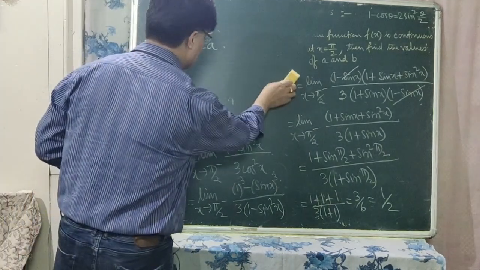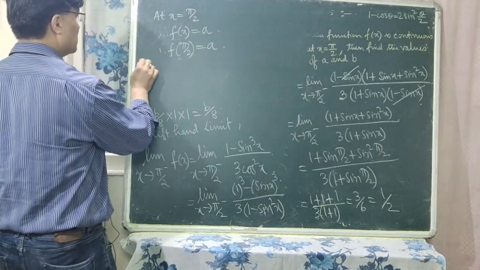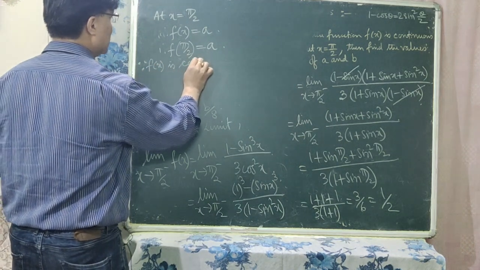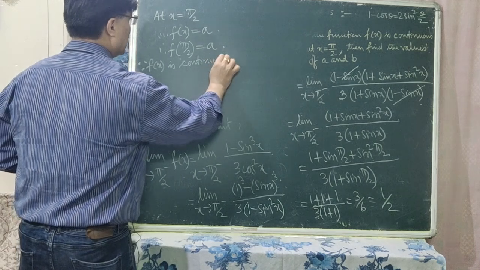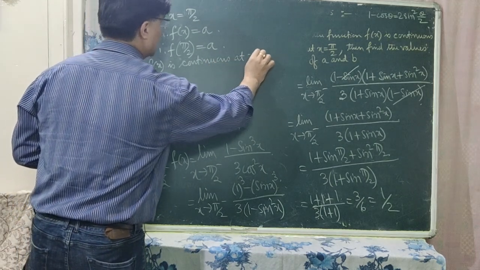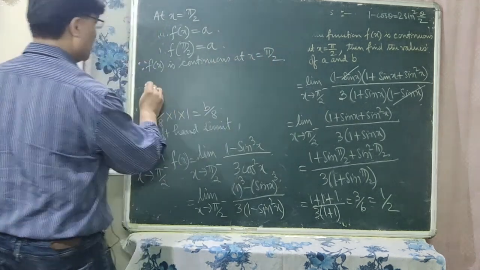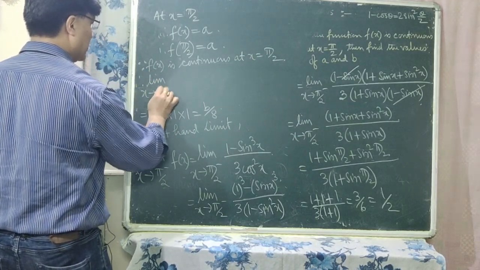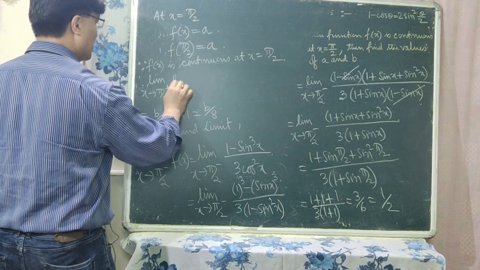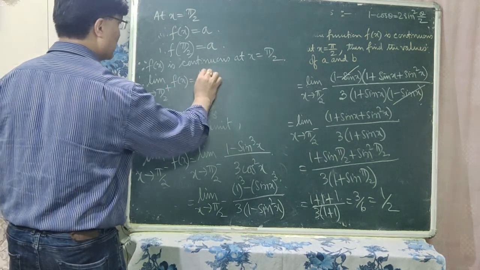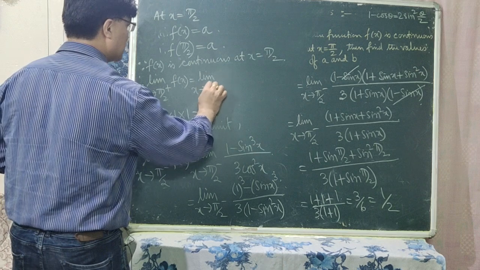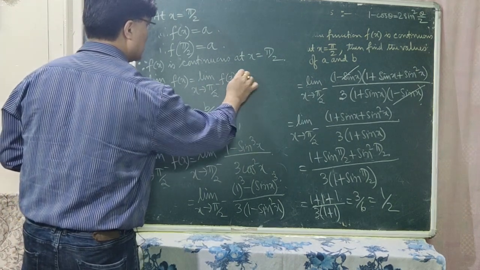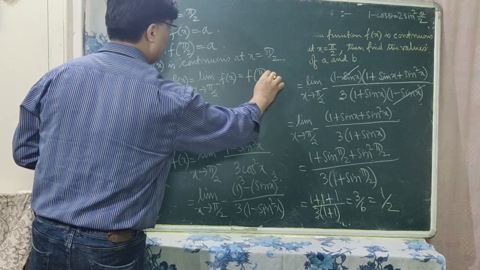So let us write it here now. Since f of x is continuous at x is equal to pi by 2, therefore what do we write? That is, right hand limit: limit x tends to pi by 2 plus f of x is equal to limit x tends to pi by 2 minus f of x is equal to f of pi by 2.